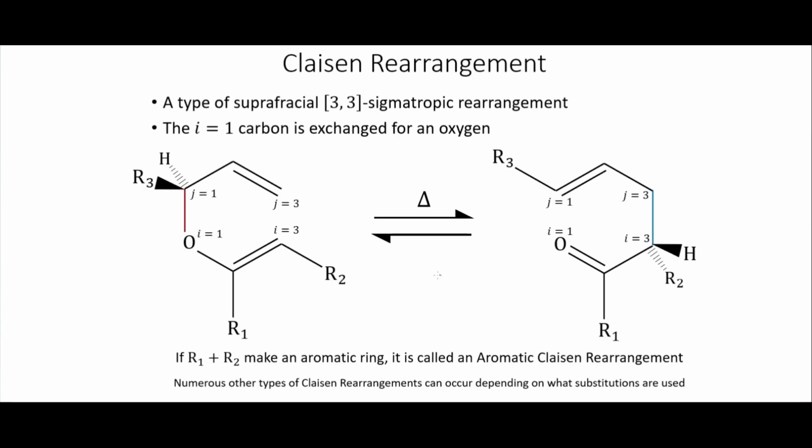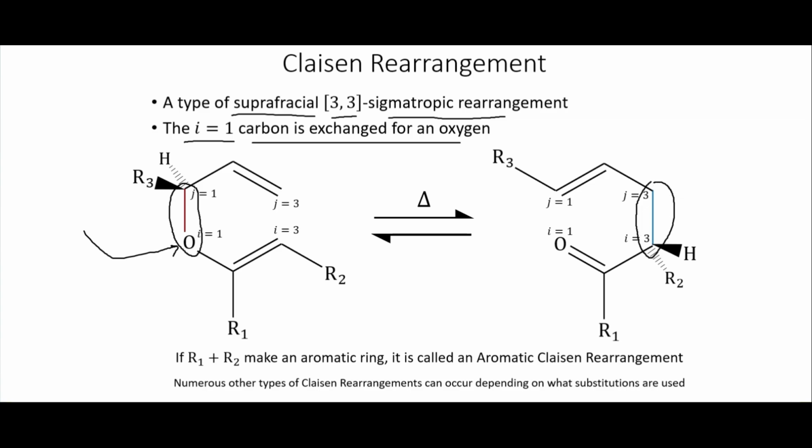Now we can look at the Claisen rearrangement. Again, this is a suprafacial 3-3 sigmatropic rearrangement. We now have the I equals 1 carbon exchanged for an oxygen, so we now have an oxygen here rather than a carbon. But the ultimate effect is the same thing. This sigma bond right here between this carbon and oxygen is going to move over here so that it ends up between these two carbons.